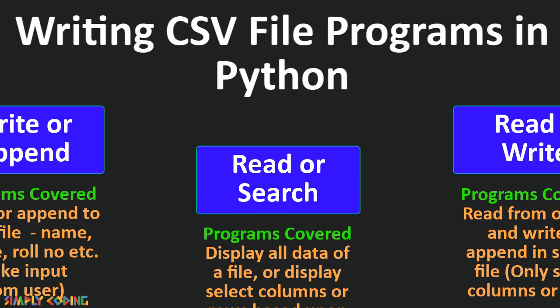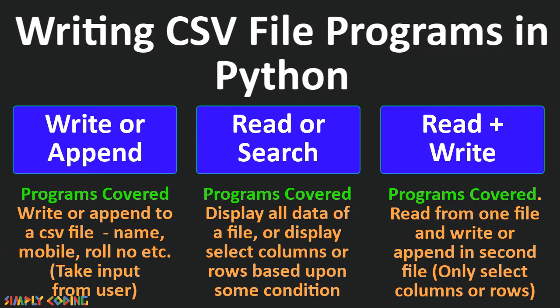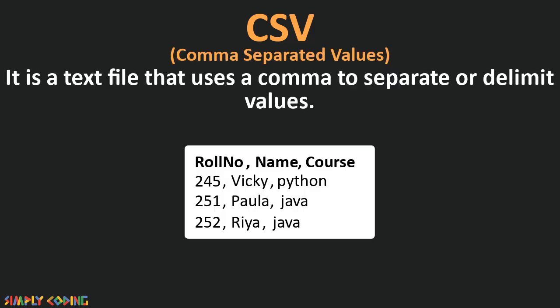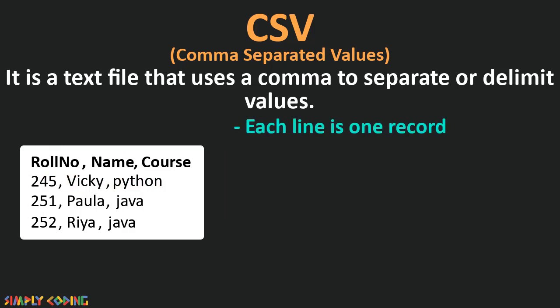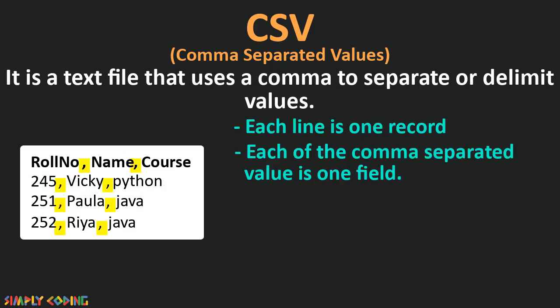Hello, in this video we will learn how to write Python programs to read and write CSV files. So the first question is, what is a CSV file, or what is the full form of CSV? CSV stands for comma separated values and it is a text file only that uses a comma to separate or delimit values. Each line is one record and each of the comma separated values is one field.